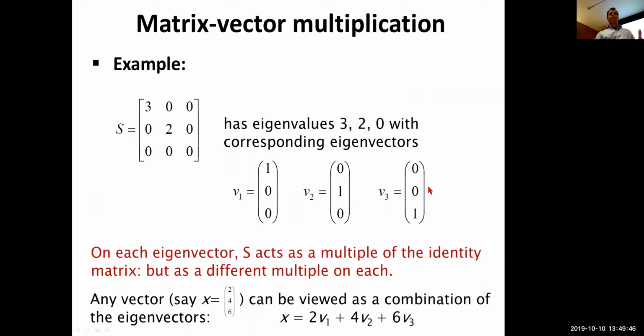This should be reviewed. Okay, so matrix vector multiplication is nothing more than applying this matrix onto this vector. And if you apply this matrix onto vectors, for example 1, 2, 3, these are the eigenvectors of that matrix, and the corresponding eigenvalues are 3, 2, 0. Okay, so for every eigenvector, S acts as a multiple of the identity matrix, but as a different multiple on each of those. And any vector, say 2, 4, 6, can be viewed as a combination of its eigenvectors.